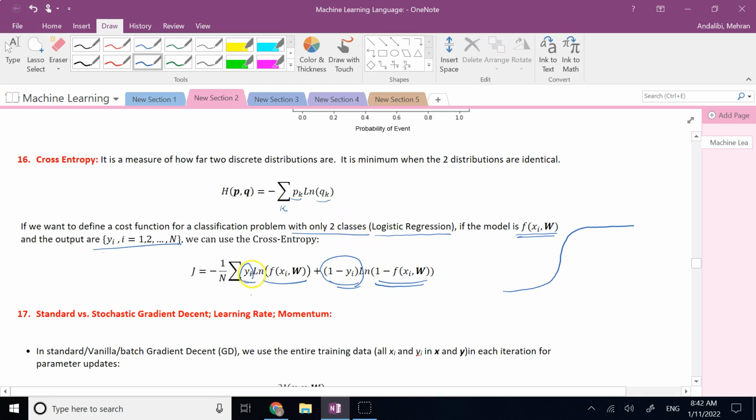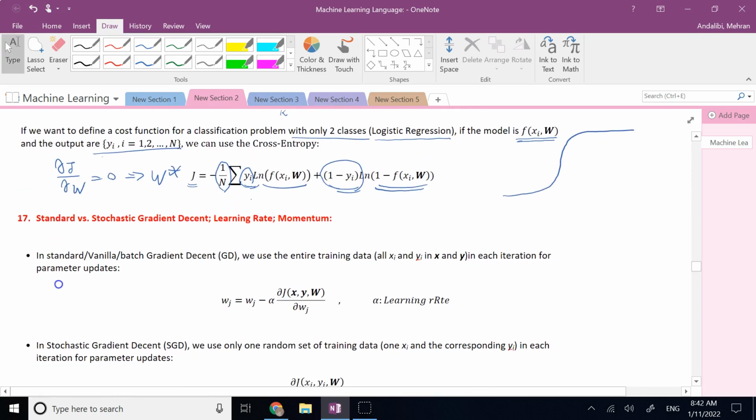If I consider those two classes to be 0 or 1, then the first part of this cost function is for the first class, the second part is for the second class, and I'm considering the total cross entropy. I also divided by the number of data points for normalization, which has no effect on the final answer for w, and that is my cost function. Now if I take the partial of J with respect to w and set it to 0, that should give me my optimum model weights. So this cross entropy is used in logistic regression.